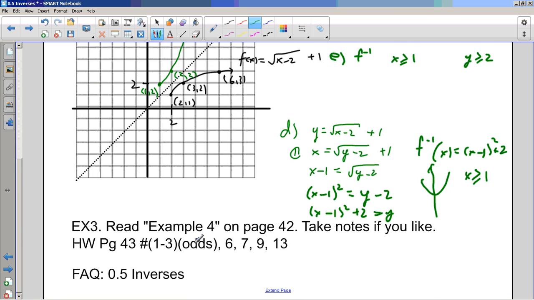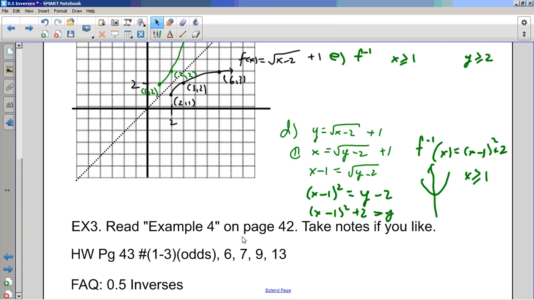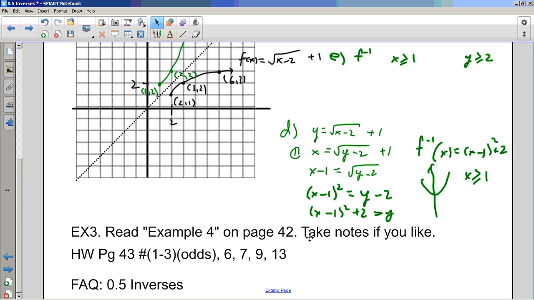There's one more little bit of business before it's homework time, and that's for you to read example 4 on page 42. This is kind of an application type question, I believe. It says take notes if you like. That's probably a good idea to take notes. There's the homework, and the FAQ is on inverses as well.